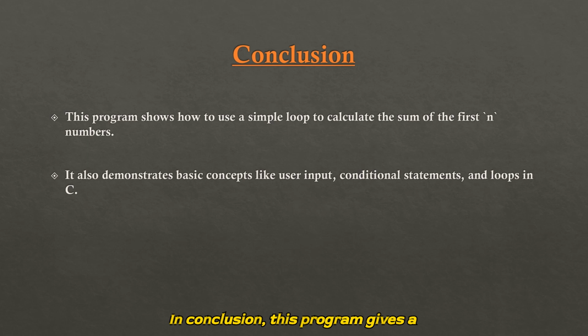In conclusion, this program gives a simple but powerful introduction to C programming. We covered essential concepts like user input, variables, loops, and output. These are all building blocks that we will encounter frequently as you write more complex programs in C. Understanding how to calculate sums and perform basic iterations is a foundational skill that will help you tackle more advanced programming challenges. Keep experimenting with variations of this program to deepen your understanding of loops and user input in C.